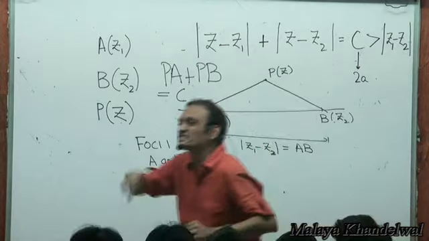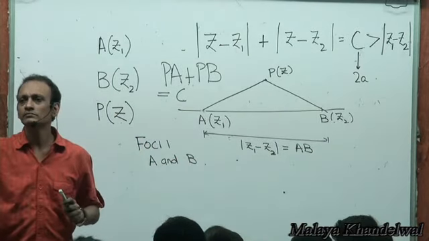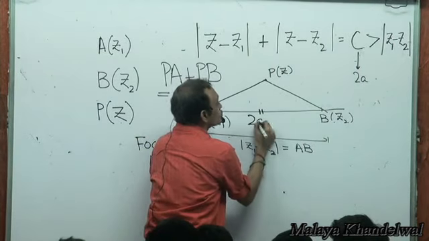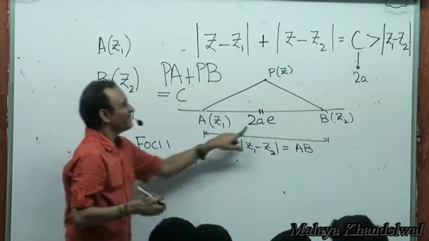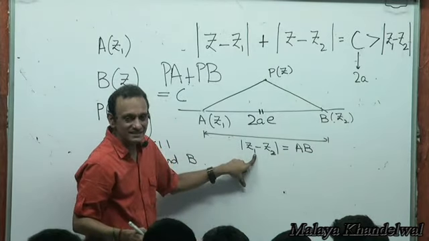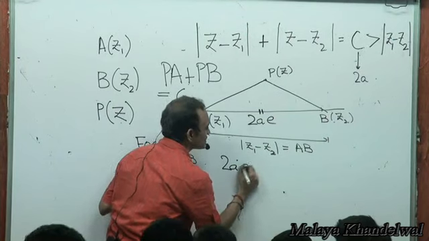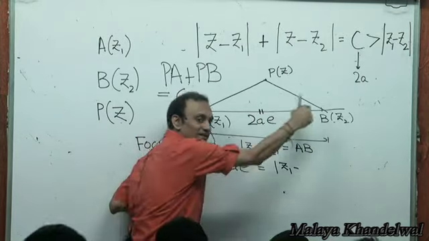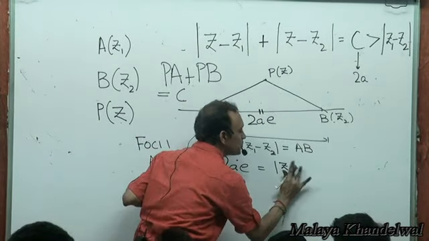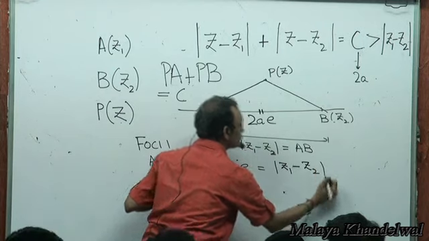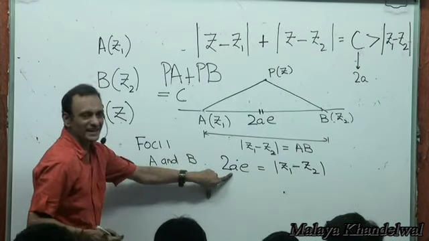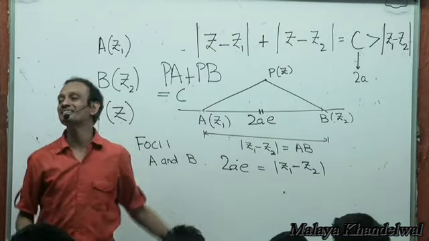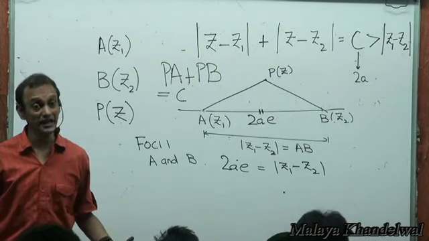What would be the eccentricity of the ellipse? Realize the distance between two foci is 2AE. 2AE is this. Mod Z1 minus Z2. Remember this? This is AE and this is minus AE. 2AE is the distance between the two foci, which is mod Z1 minus Z2. 2A is C. So E is mod Z1 minus Z2 by C. That will give me the eccentricity of the ellipse.